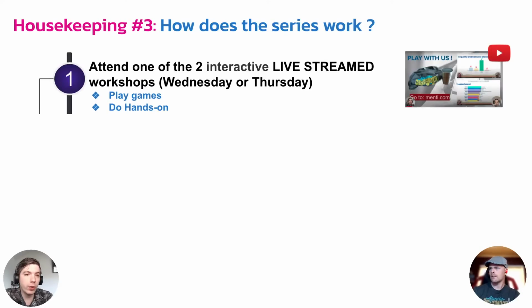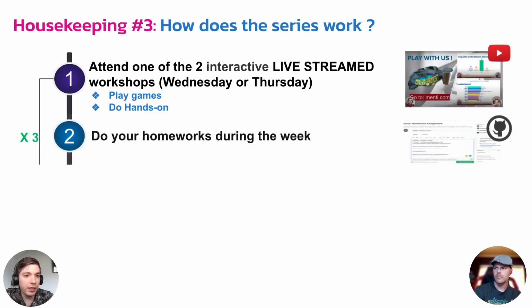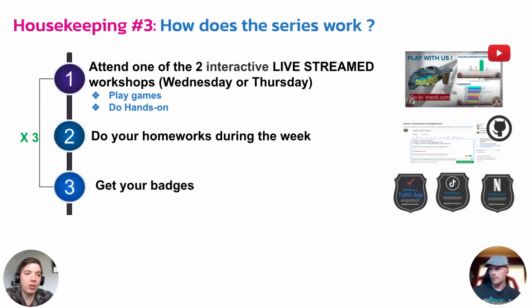For those of you who are new, how does this series work? We have these 3 weeks that I've kind of gone over already. If you attend one of the 2 interactive live stream workshops each week, which is Wednesday or Thursday, we do the same workshop Wednesdays and Thursdays. And if you do your homework during the week, which we will talk about later, we provide homework every week to further your learning. You get your badges. So if you do your homework, you get a badge. We have the To-Do app badge that we've given out already, the TikTok badge that we've given out, and then this week will be the Netflix badge.